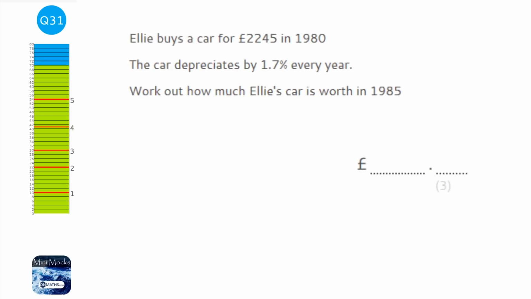Now I'm going to be using the multiplier method for this question. If you've got a different method that works really well, then stick with it, but you do need to know the multiplier method for the GCSE. Now the word that probably tricks most people is this one here. Depreciates means goes down. It means it loses value. So it goes down by 1.7% each year.